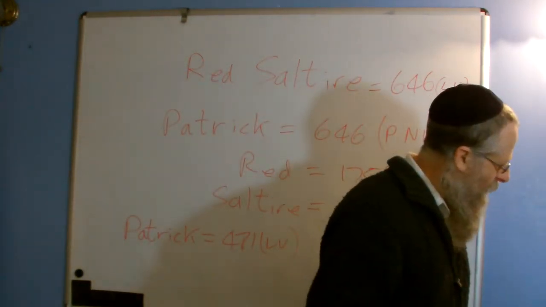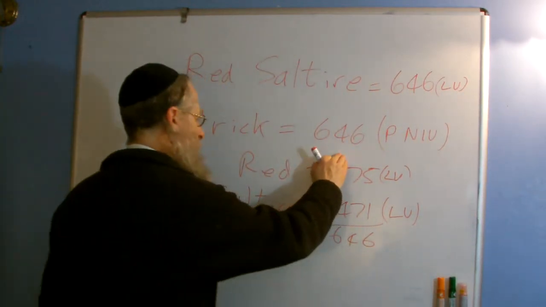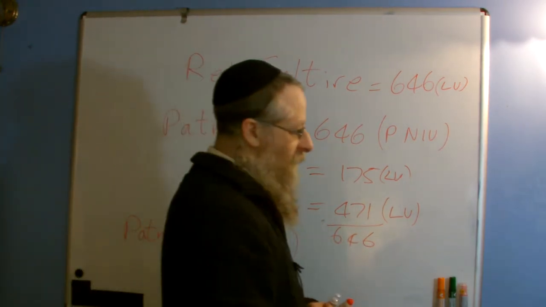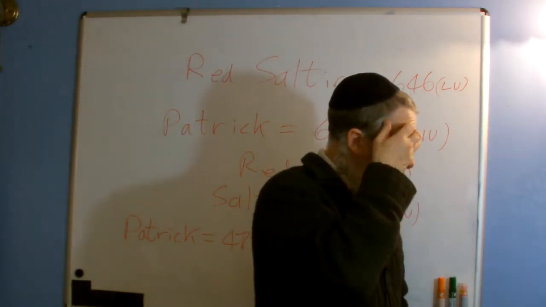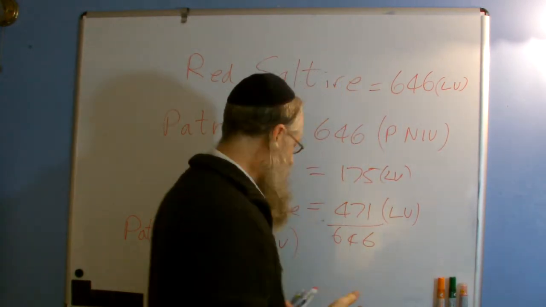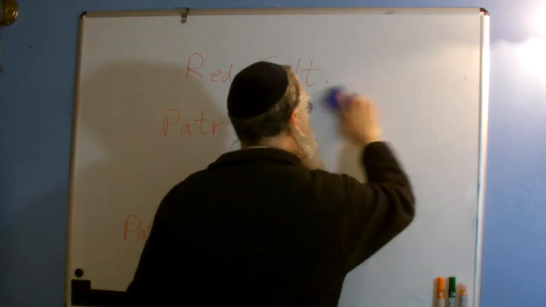And we have another interesting one. Well, that's what we've done, that one. That one equals the total together. So we have a connection between the patron saint, Patrick, and the red saltire. Now we're going to look at Ireland and see if there's a connection between Ireland and the colour red.